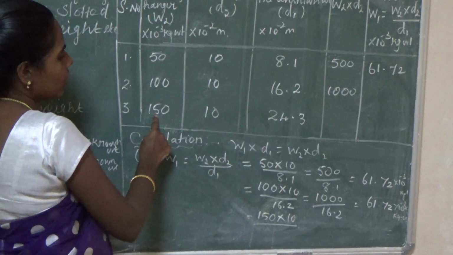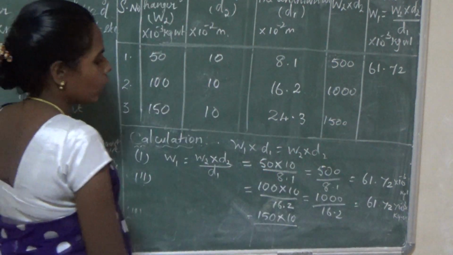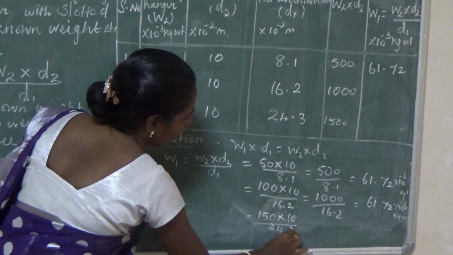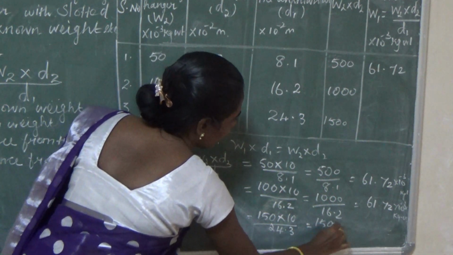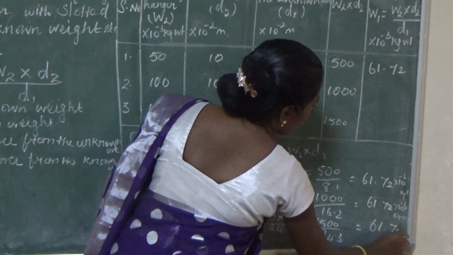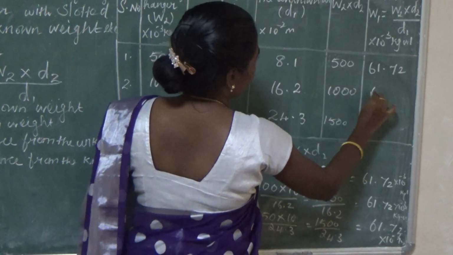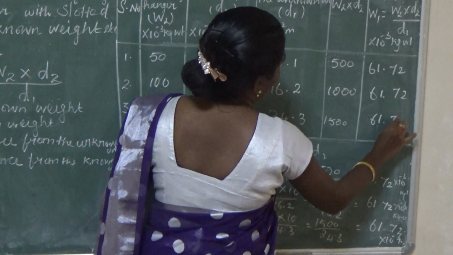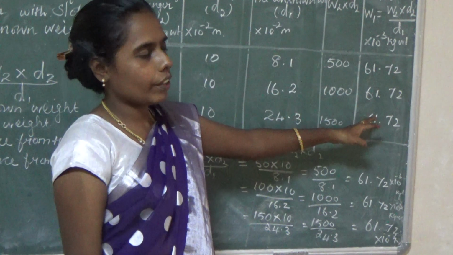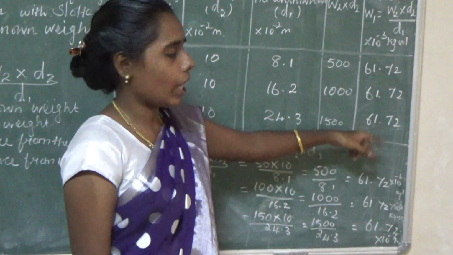Now we have to multiply this: 150 into 10 is 1500. Now we have to substitute the values here: 150 into 10, divided by 24.3. So 1500 divided by 24.3 gives 61.72 into 10 to the power minus 3 kilogram of weight. See, we get an almost constant value. Sometimes we may take some differences there, so even if we take the average, we can get the constant value.